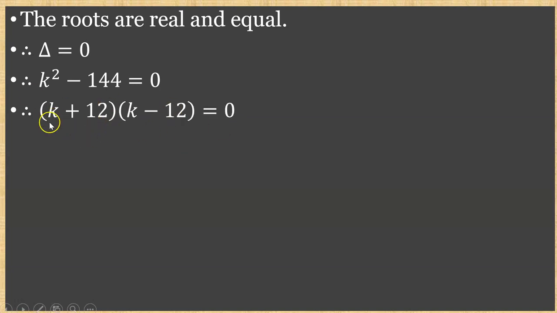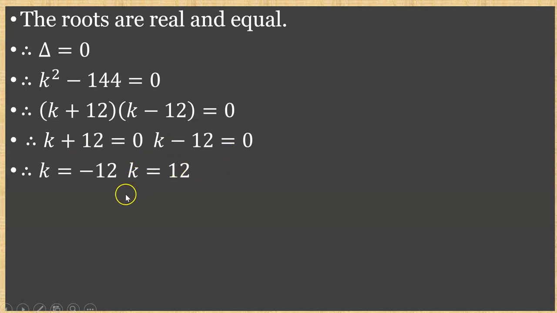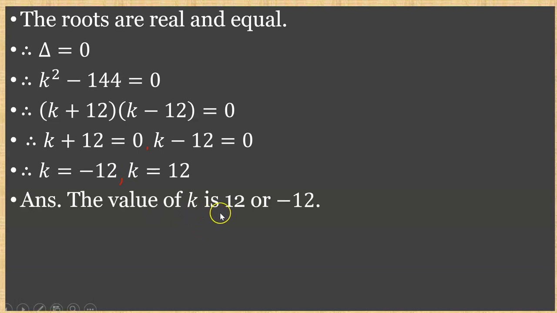याचे फॅक्टर्स करणार. In first bracket k plus 12 into k minus 12 is equal to 0. k plus 12 is equal to 0 or k minus 12 is equal to 0. k is equal to minus 12, comma, or k is equal to 12. The value of k is 12 or minus 12.